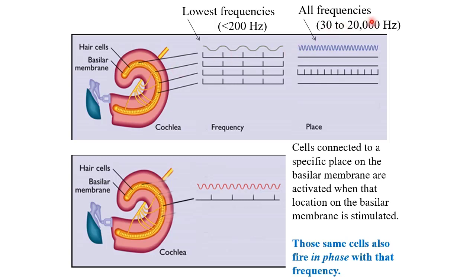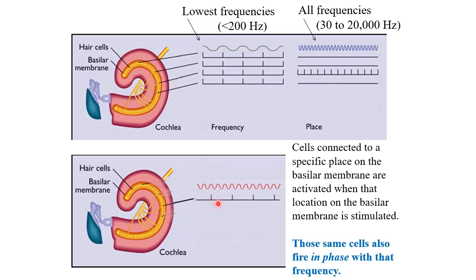For all other frequencies, we use a place code, which means that there's only one cell in one place on the basilar membrane that is tuned to that frequency. So that means that while this low frequency might have recruited these 4 different hair cells at 4 different places, higher frequencies from 30 to 20,000 hertz are only going to recruit one set of hair cells from one spot on the basilar membrane.